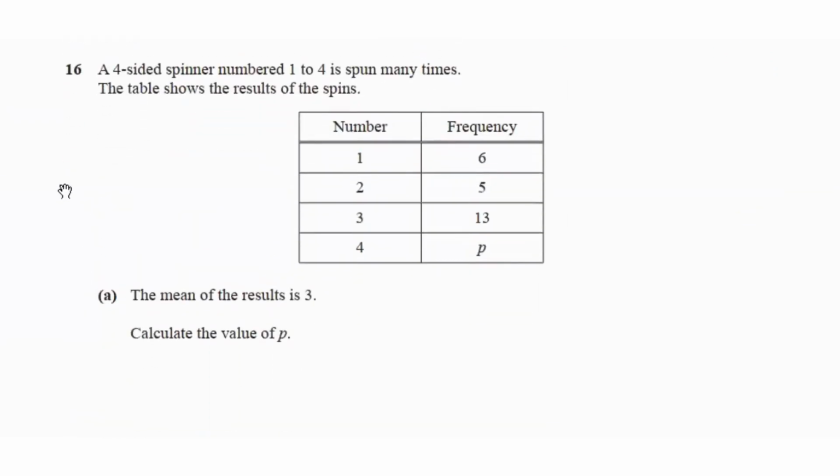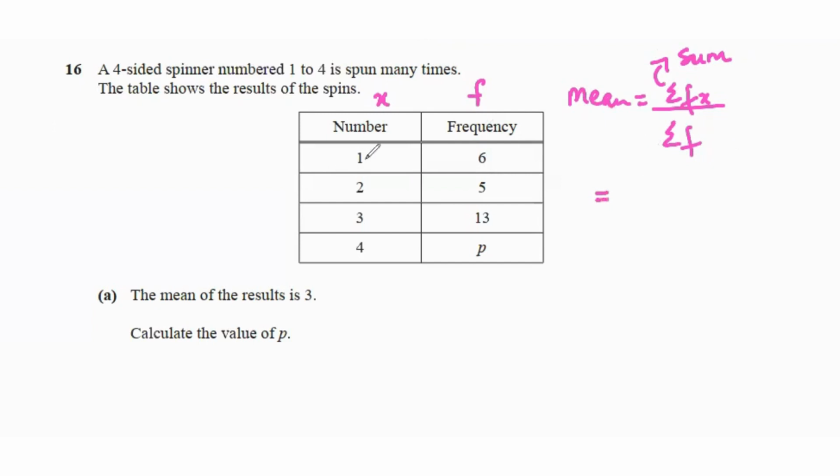And the next question says, a four-sided spinner numbered 1 to 4 is spun many times. The table shows the results of the spins. The mean of the results is 3. Calculate the value of p. So these are your x values and these are your f values. Mean is basically sigma fx over sigma f. Sigma, the sign, means sum. So it is the sum of the product of f and x values divided by the sum of the frequency.